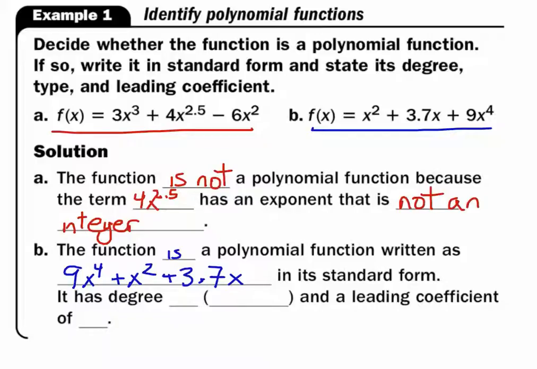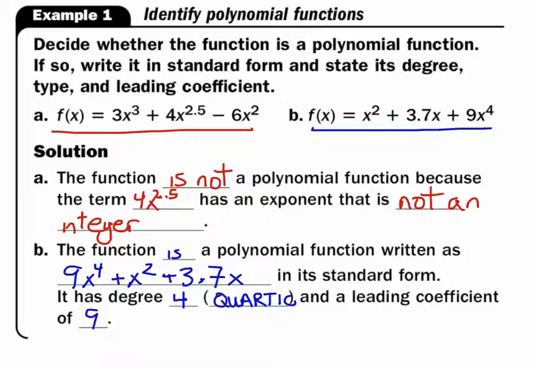It has degree 4, the highest power of your x variable, and the word for that is quartic, like a quart of milk with an ick on the end, I guess, and has a leading coefficient of 9. That would be the number in front of the highest power. That is what's going on in example 1.